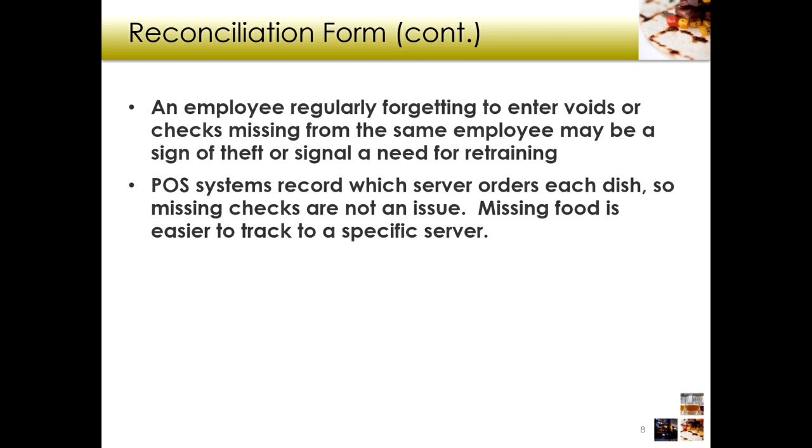POS systems will record and track which servers ordered each dish, so missing checks are not an issue. Missing food is easier to track to a specific server. Every server in your establishment should have their own swipe card or their own code to get into the POS system, and they should not trade those back and forth, so that if there's an issue, you can go back to the correct server to find out where the issue was.